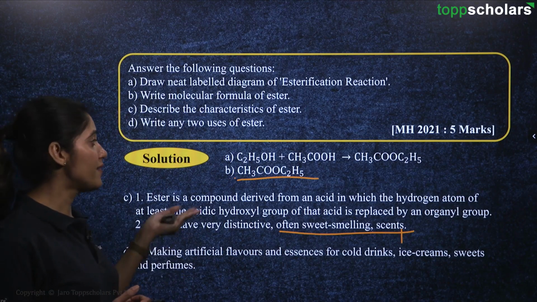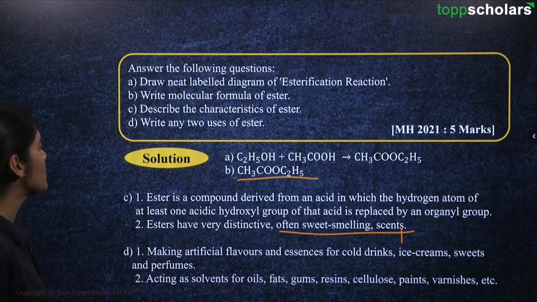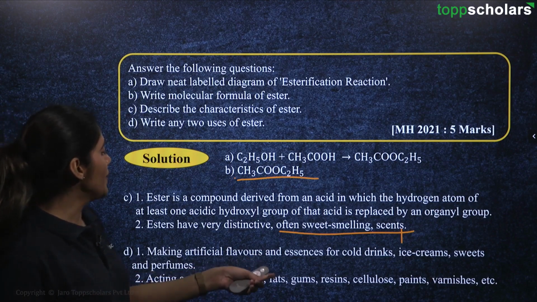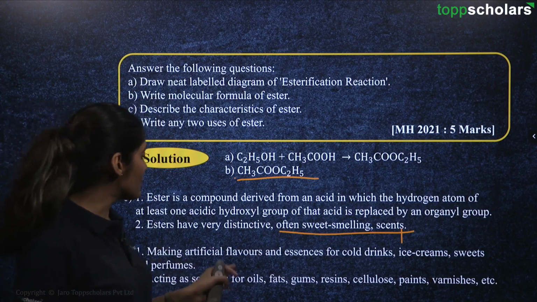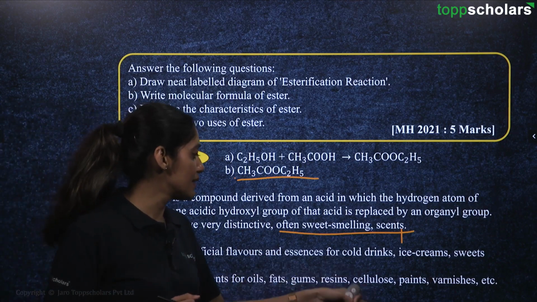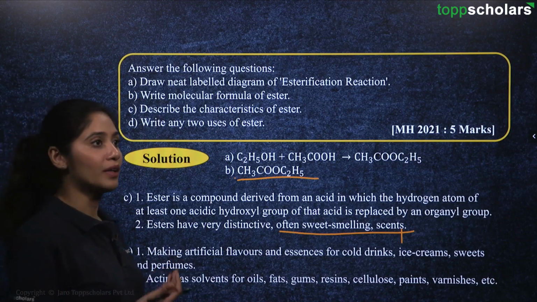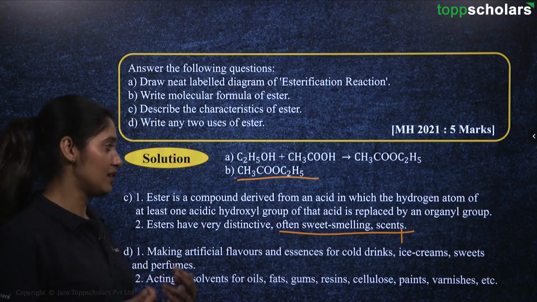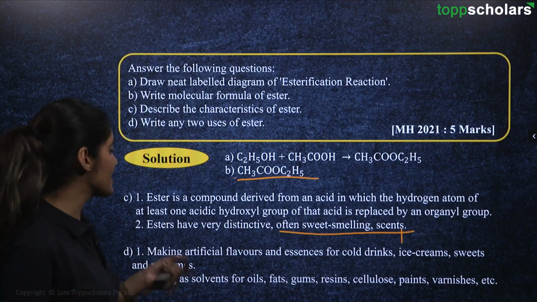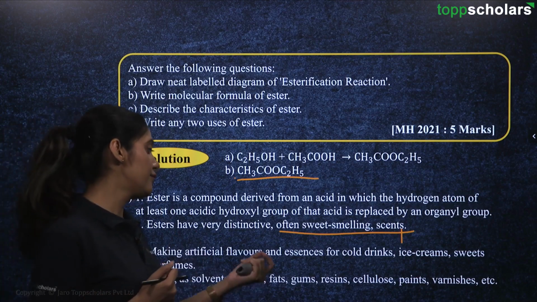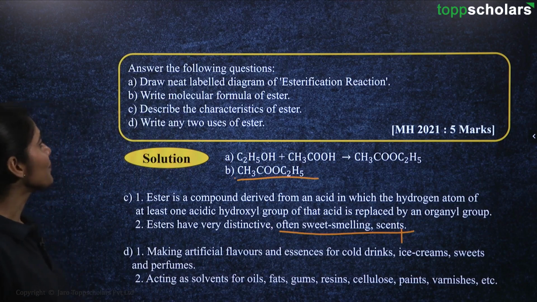So this was a 5 marks question. Can you believe that? Now let's move on. Acting as a solvent for oils, fats, gums, resins, cellulose, paints, varnishes, etc. So there is one more use except for using it as a flavor or essence. We can also use it as a solvent for oils, fats, gums, resins, cellulose, paints and varnishes, right?